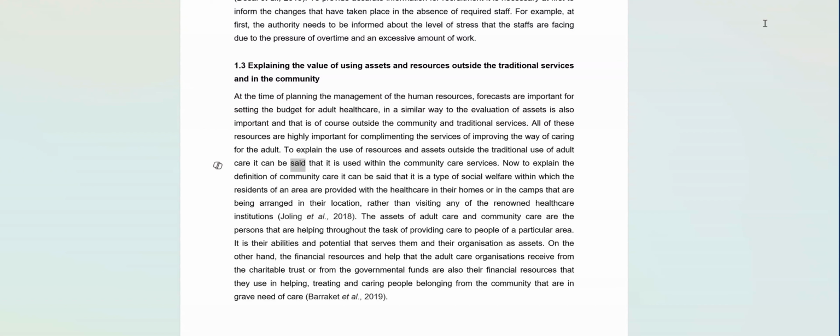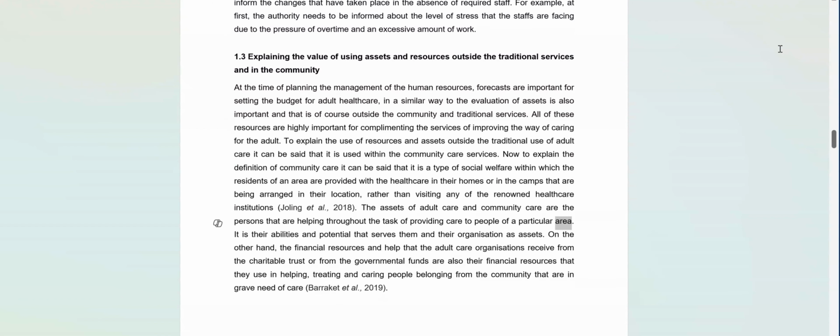Now, to explain the definition of community care, it can be said that it is a type of social welfare within which the residents of an area are provided with healthcare in their homes or in camps arranged in their location, rather than visiting any of the renowned healthcare institutions. Joling et al., 2018. The assets of adult care and community care are the persons who help throughout the task of providing care to people of a particular area.